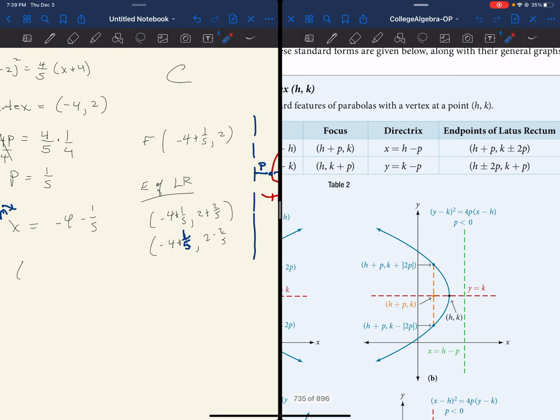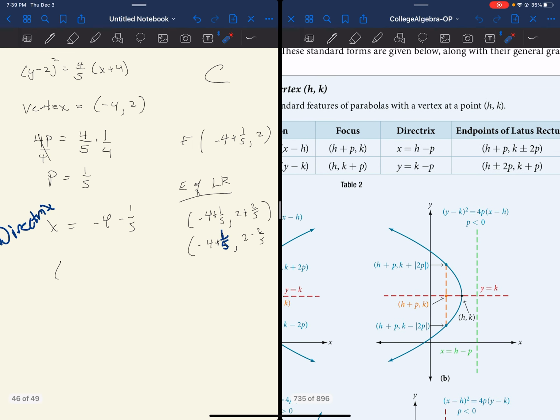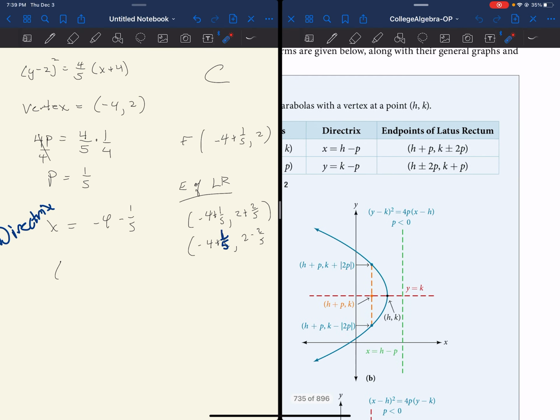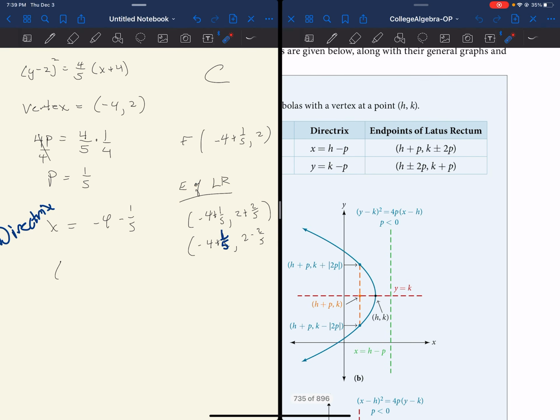Okay, and then the directrix should be h. What was h? H was -4. And it should be x equals h minus p. And p was a fifth. Oh, yeah, that's what I have right there. That's h minus p. So that's that piece right there. And then the endpoints of the latus rectum here, it's h plus p. So here's h plus p, h plus p. But then it's k plus and minus 2p. Well, if you double that, it's 2/5. And so there's the plus and there's the minus right there.